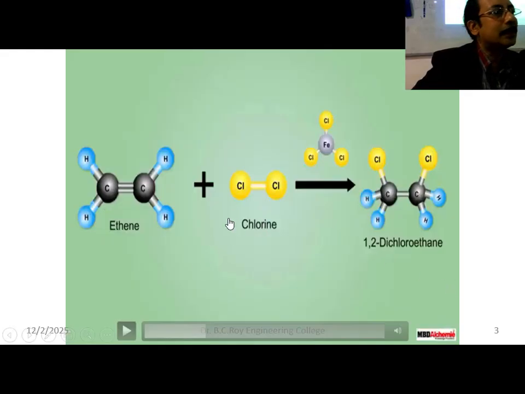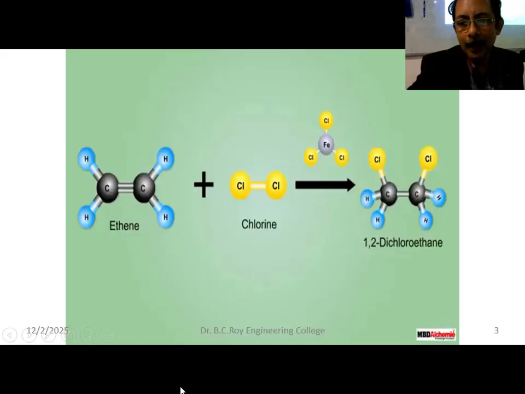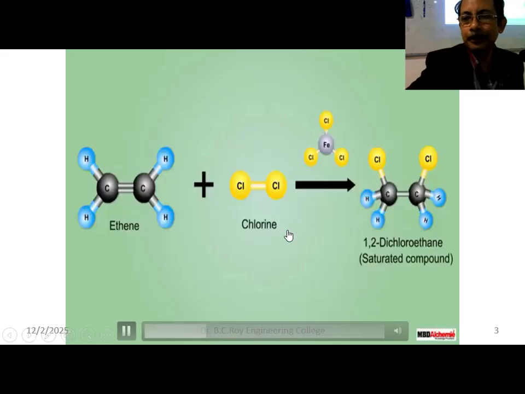So that is the logical explanation actually. So Cl plus is added, then followed by Cl minus. Okay, let's go ahead. Next point. And it is a saturated compound.